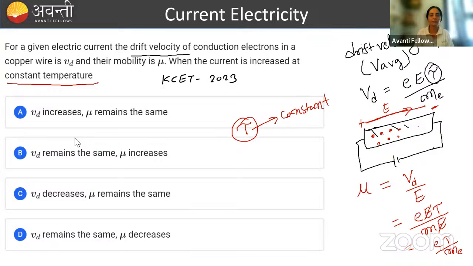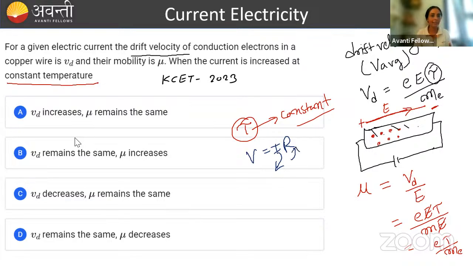Now let's look at what the value of VD will be if current is increasing. If you apply Ohm's law here, you just need to remember all the formulas to answer this question. V equal to IR, and V is the potential difference. This is directly related with the electric field. So if you are increasing the current, how is the current getting increased?